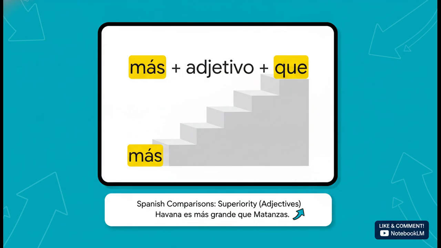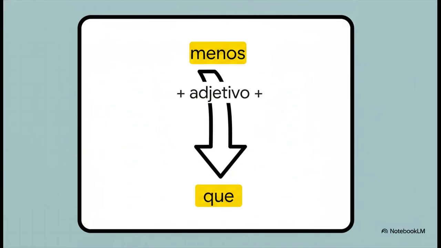But what if things aren't exactly equal? Well, here is your formula for superiority. If you want to say something is more than something else, you simply use más, followed by your adjective, followed by que. It's incredibly straightforward, and it immediately gives you the power to elevate one subject above another in your descriptions. And on the flip side of that, we have our final adjective equation, which is for inferiority. If you want to say something possesses a quality to a lesser degree, you just swap out the word for more and drop in menos. So it becomes menos plus your adjective plus que, simply meaning less than.